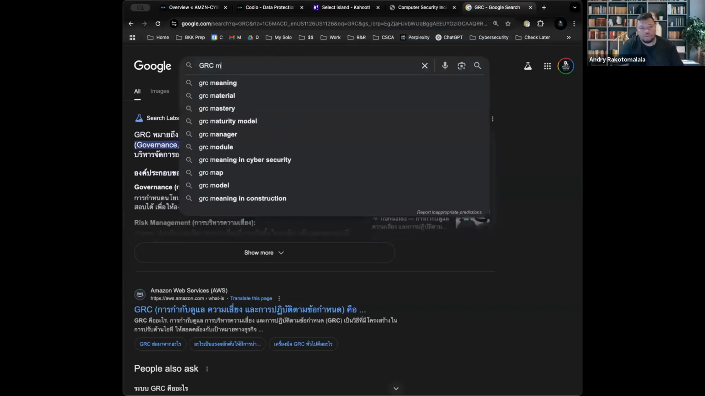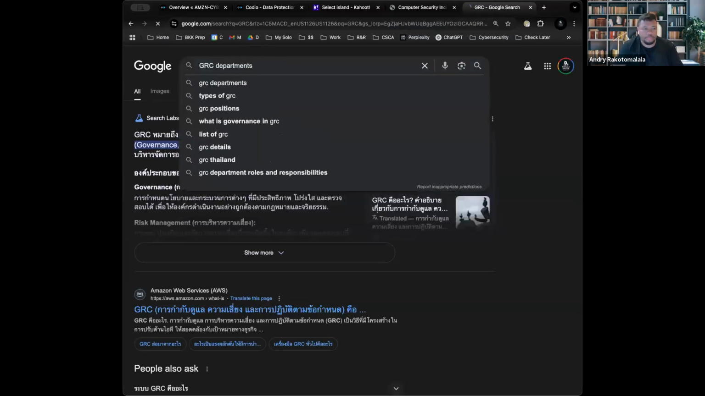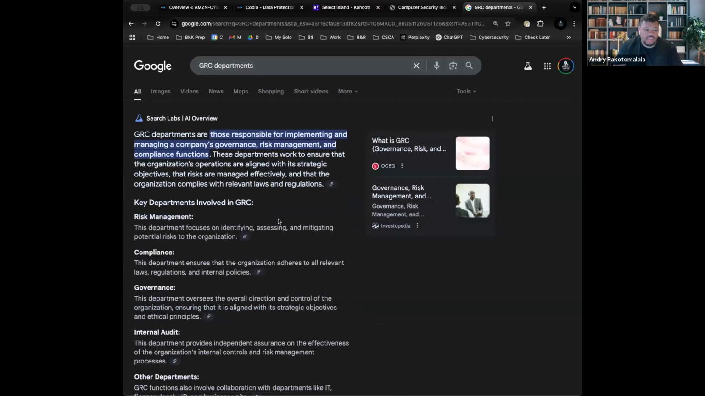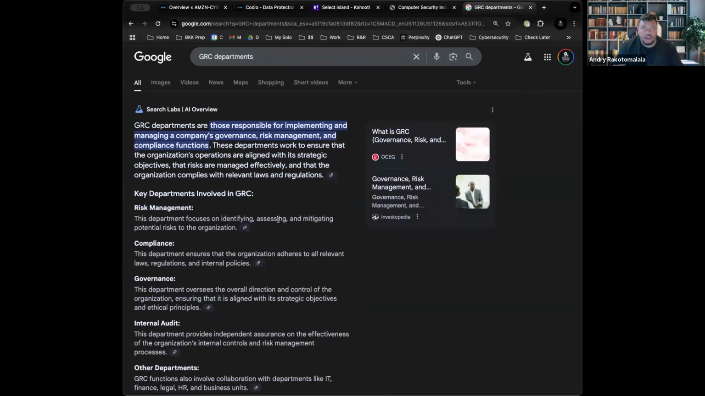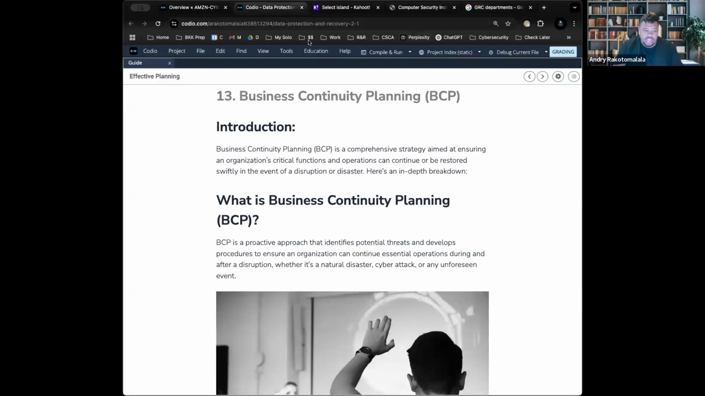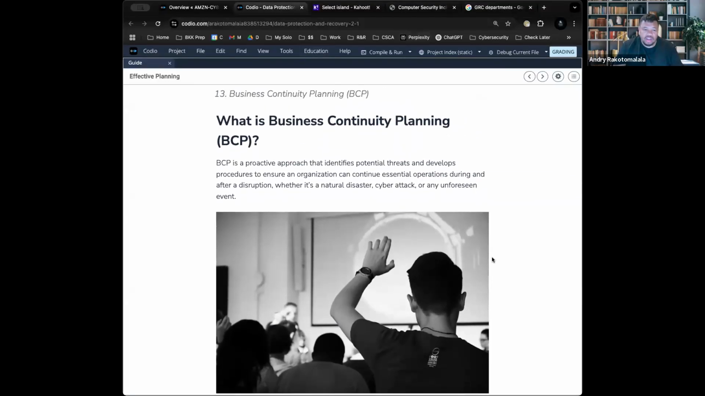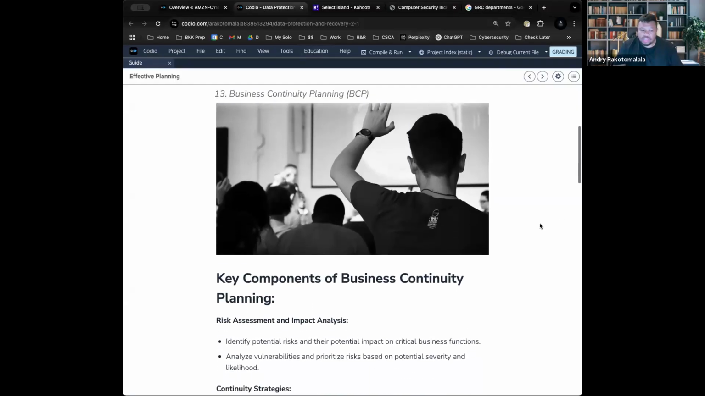GRC tends to have a role where it's focused on governance, risk, and compliance. Business continuity planning is a risk function, meaning that its entire goal is to make sure that we have a plan to continue the business if there were to be an incident, such as a disaster, cybersecurity attack, or any sort of crisis.